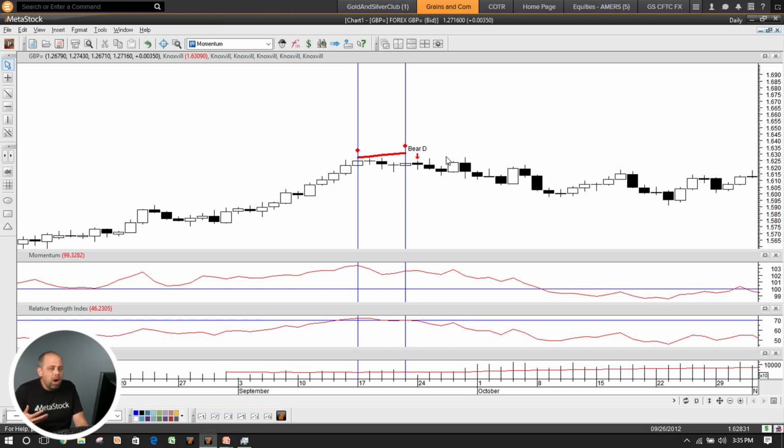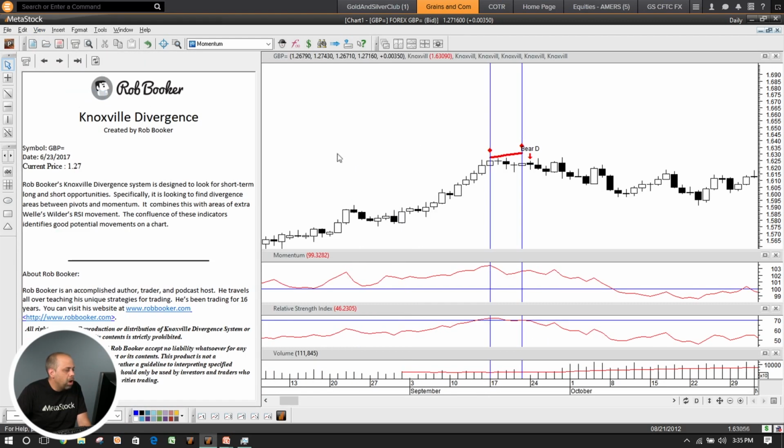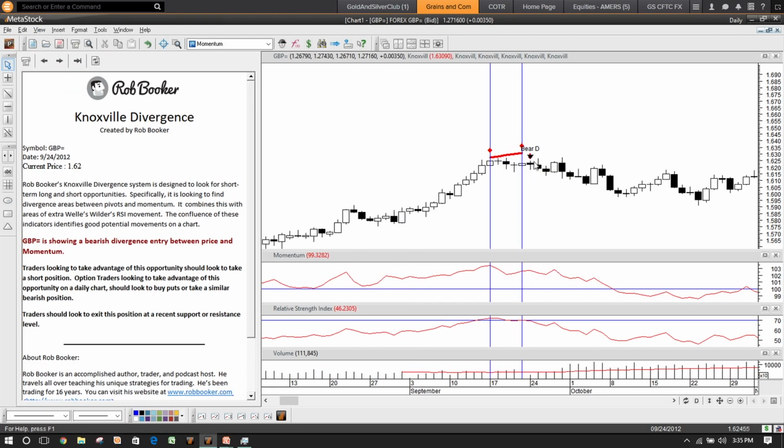We do have expert commentary in here, and in case you're not familiar, I'm going to open up the commentary window. I'm going to put it right here. You'll notice there's a little black triangle above this sell signal right before this sell off, and it's basically just telling us that the GBP is showing a bearish divergence entry between price and momentum. If you're looking to take advantage of this opportunity, you should look to take a short position.